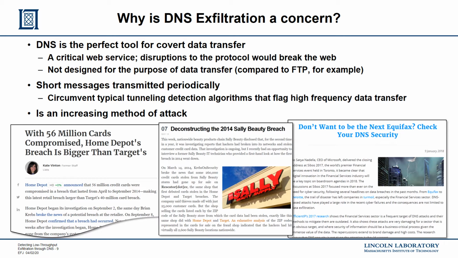One very well-known example was the case a few years ago where Home Depot had information on 56 million credit cards from their customers stolen using DNS exfiltration over the course of several months.